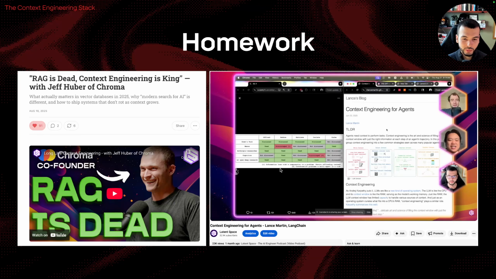And then to wrap up, some homework. If you want to learn more, we have two great episodes of the podcast that you can listen to. One is with Jeff Huber, founder of Chroma, gracious host of our podcast, and we talked about how RAG is dead and context engineering is king. And then we did an awesome episode with Lance Martin from LangChain about context engineering for agents. We talked about all of these different compaction strategies, and different ways to handle memory for agents and similar things.